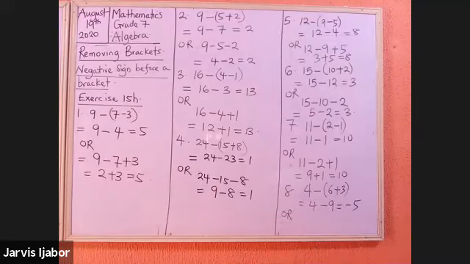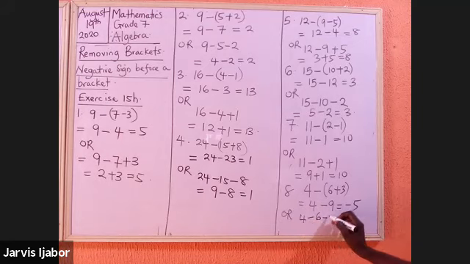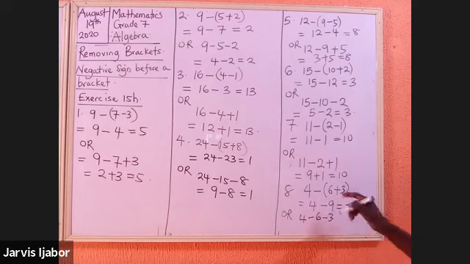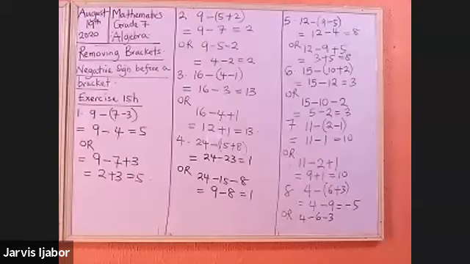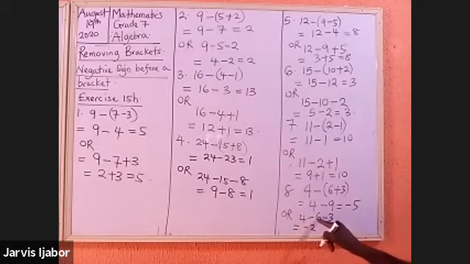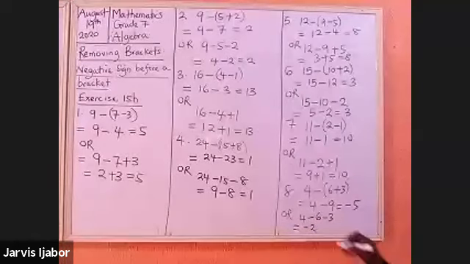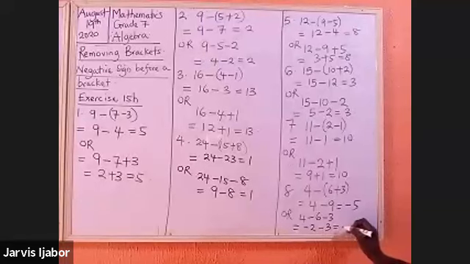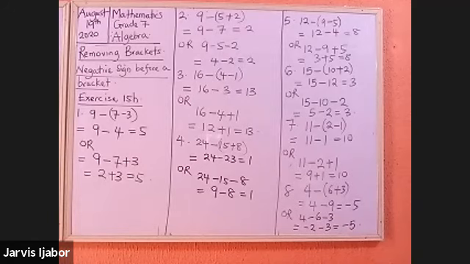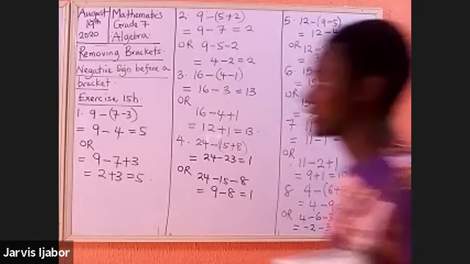Or you can go with another method. 4 minus 6 minus 3. Why? Because the negative will change this content to both what? Negative. So that will give you negative 2, because 4 minus 6 is negative 2 minus 3. And that will give you negative 5. So that's for question 8. What happens in question 9?